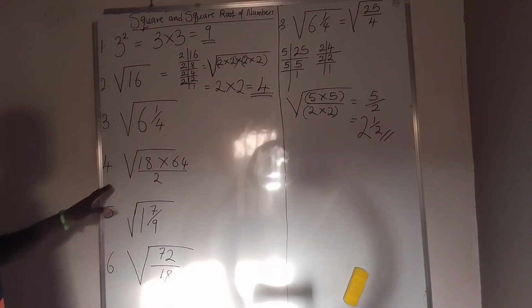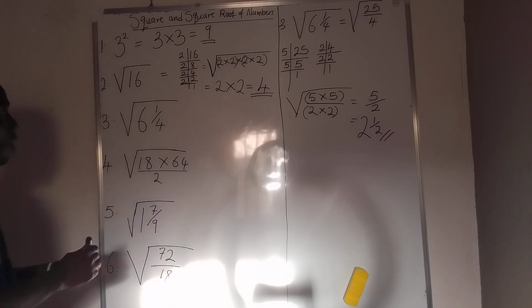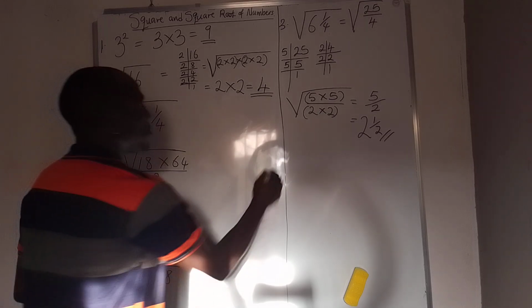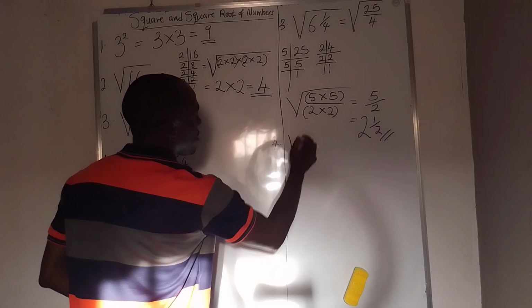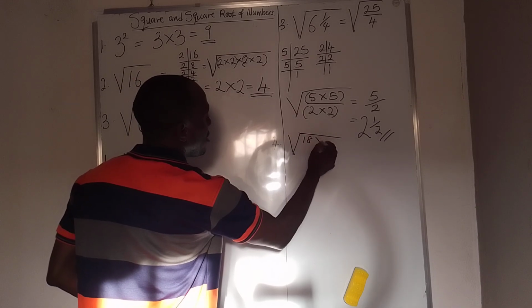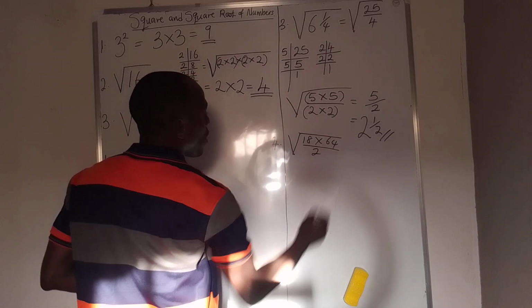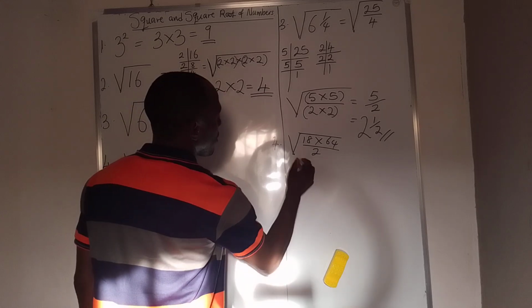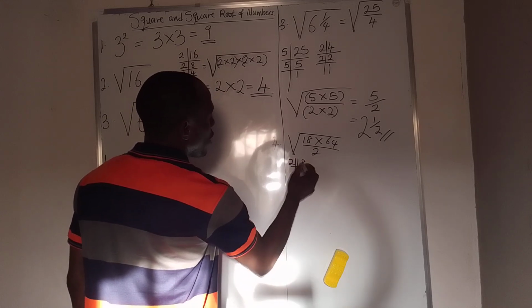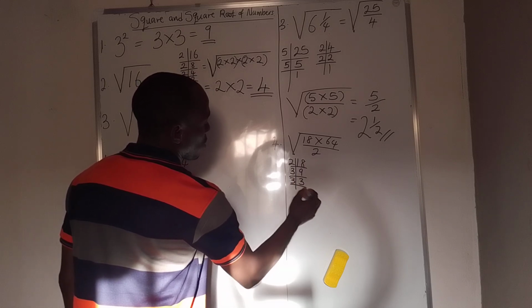Then let's quickly do number 4, where we have the square root of 18 multiplied by 64 all over 2, all in the square root sign. Let's write the question again: 18 multiplied by 64 all over 2. For 18, let's divide. 2 into 18 is 9. 3 into 9 is 3. 3 into 3 is 1.